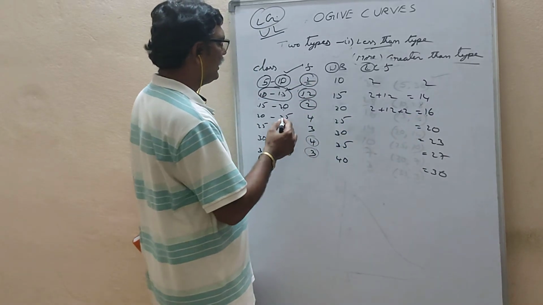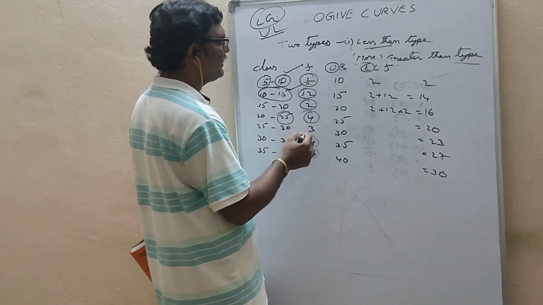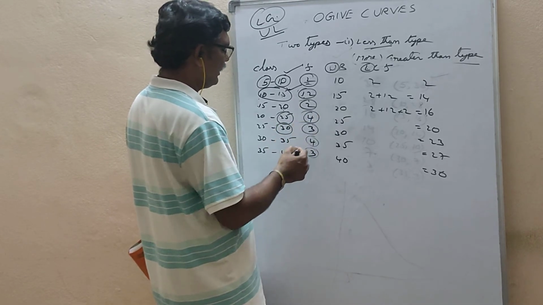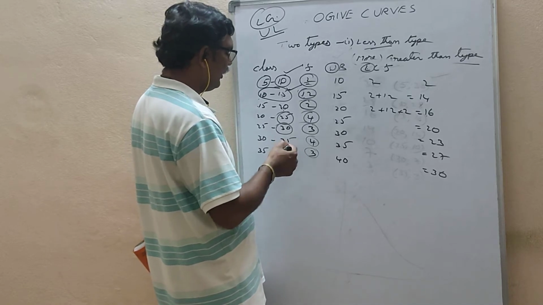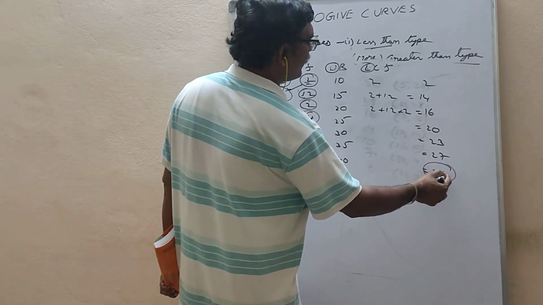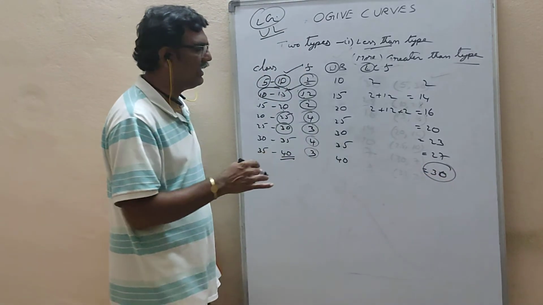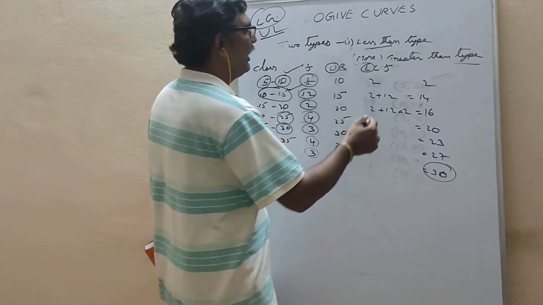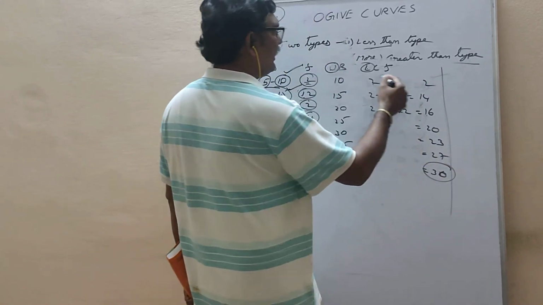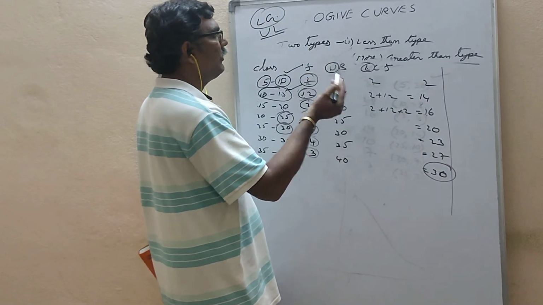16. Now if I ask less than 25, you have to add this also. If I ask less than 30, you have to add this also. Like that. Less than 40, how many members secured? What did you get here? 30 members secured. 30 members got less than 40. So like that LCF will come. After getting LCF, what do you have to do? For LCF, you have to write ordered pairs.